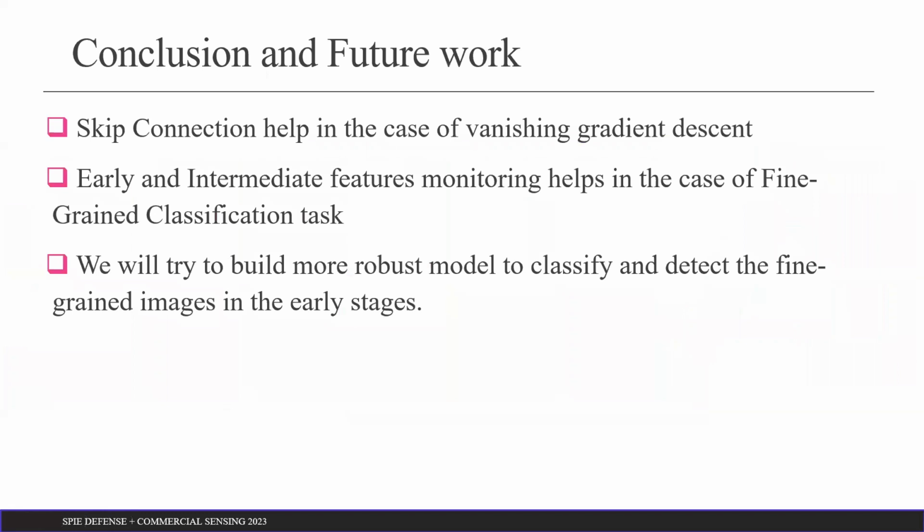Now, what we are concluding from this, and what our future work will be, is how we can make this model more robust and easily classify fine-grained skin cancers, so that we can save people's lives. The major concern when using CNNs is the vanishing gradient, and in that case the skip connection will always help. And for fine-grained classification, early features, that is minute features, and intermediate features help. And yeah, that's it for now.